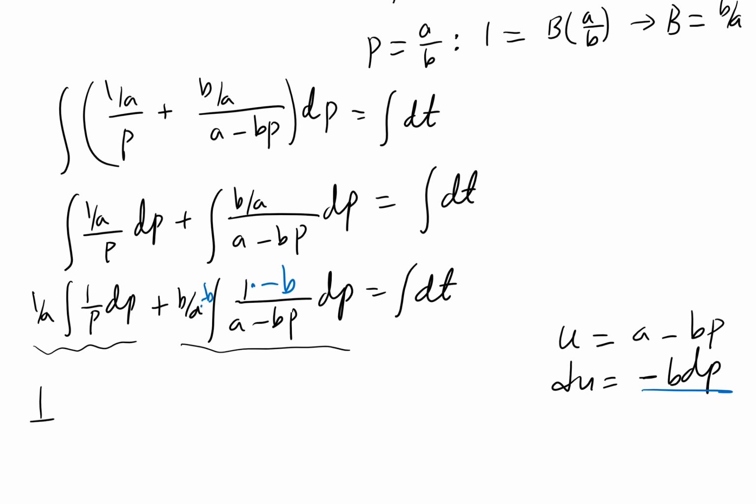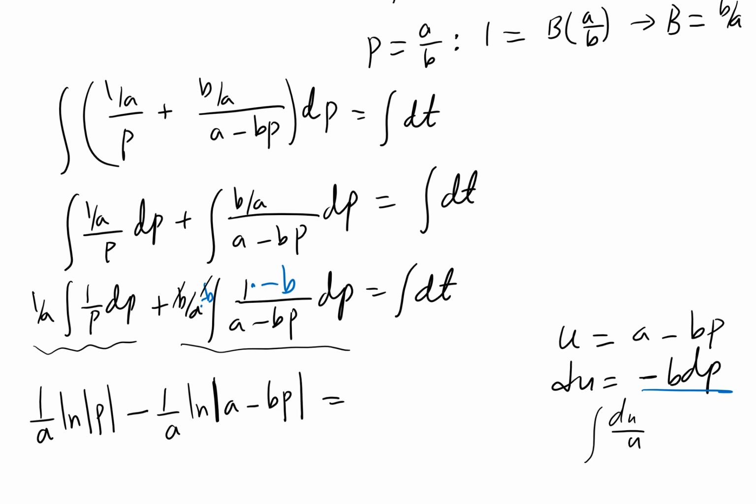So this becomes 1 over A natural log of the absolute value of this. The B's cancel each other. 1 over A, that would be the integral of du over u. Again, natural log of the absolute value of u, which is A minus BP, equals t plus a constant.